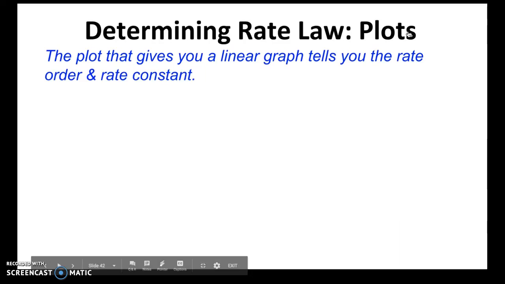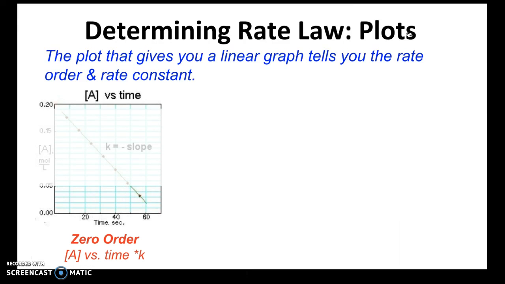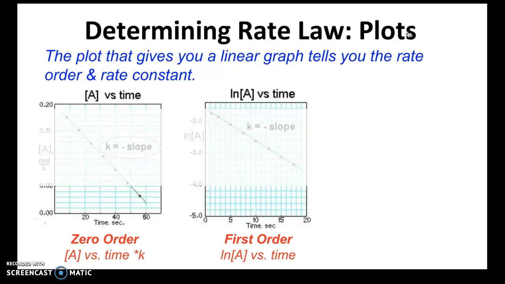Okay, so let's go into wrapping up what we've done here. So to determine the rate law, remember the plot that gives you a linear graph tells you the rate order and rate constant. So if concentration of A versus time gives you a straight line with a negative slope, you know that the reaction is 0 order with respect to A, and k will equal the negative value of the slope. If the natural log of concentration of A versus time gives you a straight line with a negative slope, then once again that's first order this time, and you can use the slope to find k.